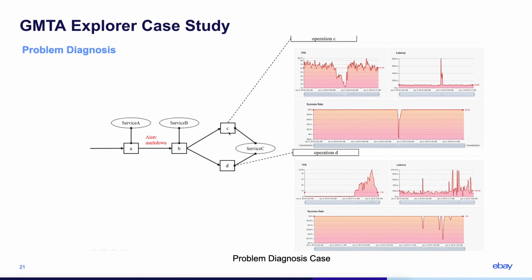So they can click and jump into the dashboards we built, and they noticed that there's a significant dip in TPS, a spike in latency. Also, the success rate has dropped. For another operation, it has a spike of TPS, and then the latency was very unstable. So this shows the issue or the root cause is on service C. It turns out it was caused by a code deployment.